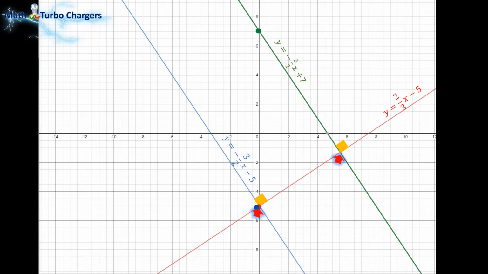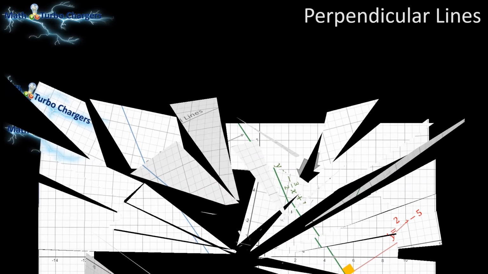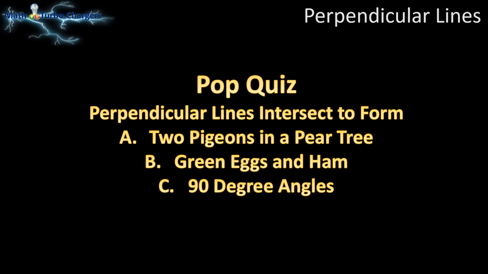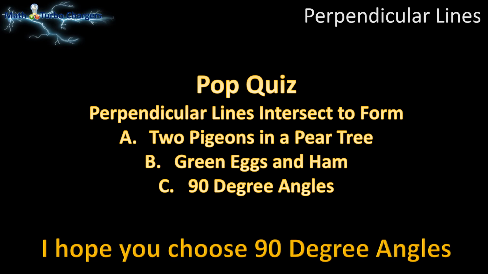Line A and line B have a special relationship. These two lines are parallel because their slopes are the same. But we will talk about parallel lines in a different video. Pop quiz: perpendicular lines intersect to form... I hope you chose 90-degree angles.